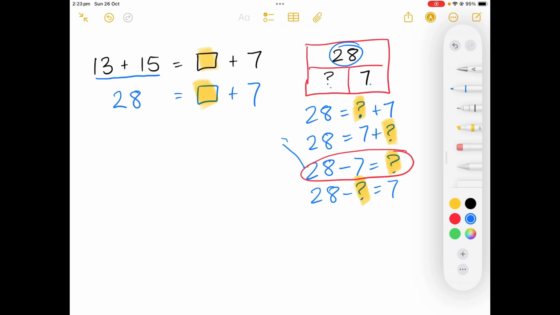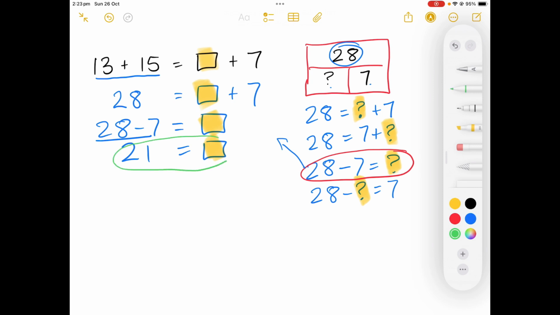So we're going to get that and put it up here. We're going to say 28 take away 7 equals I don't know. All right, so that's going to be what we work out. So what is 28 take away 7? That's going to be 21 equals the I don't know. So let's see if we put the numbers that we think we've got, we think this 21 is what is going to go in here. We think that's worth 21. Let's check.